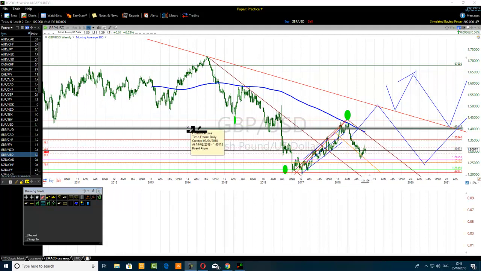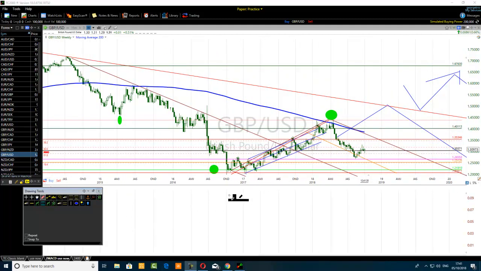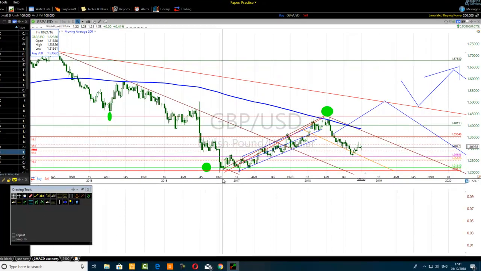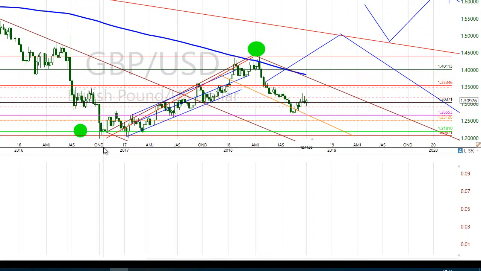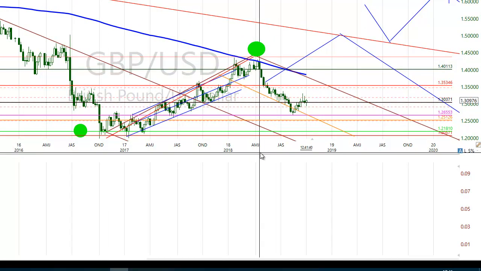Normally I'm on a monthly chart, but today I'm on a weekly chart. I want to draw your attention to the price move from October 2016 up to April 2018. So this is the price move here.